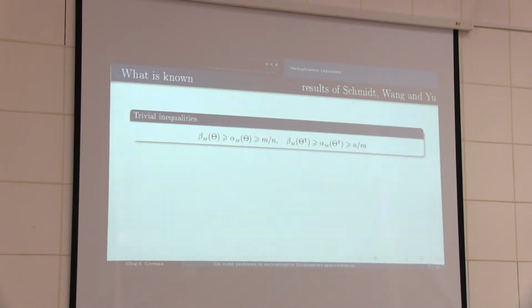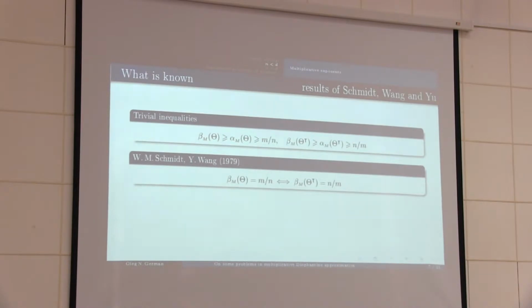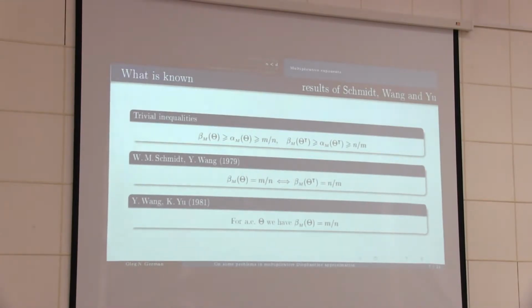So, what is known? The trivial inequalities, these two ones, follow merely from the definition. And these two ones follow from corresponding inequalities between the multiplicative exponents and, say, non-multiplicative exponents, and something like the Minkowski theorem or Dirichlet theorem. So these are true inequalities. What was also known is that these boundary values are attained simultaneously for theta and for theta transpose. And it is also known that for almost all theta, we have this equality. And this equality is very well connected with the notion of bad approximability.